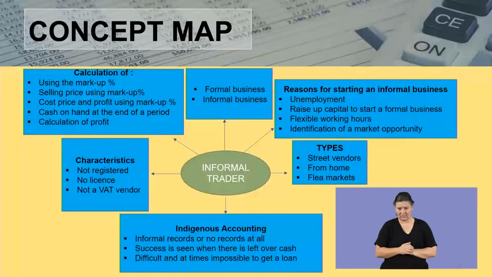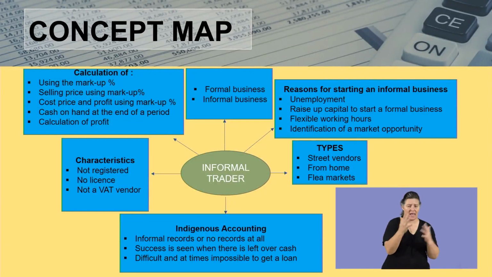We have spoken of the calculation of selling price, the cost price, as well as the profit using markup. Remember the UK method. We have also touched on the formal and informal businesses. We did stretch and explain on the reasons for starting an informal business that included unemployment, the need to raise capital, and all other reasons.